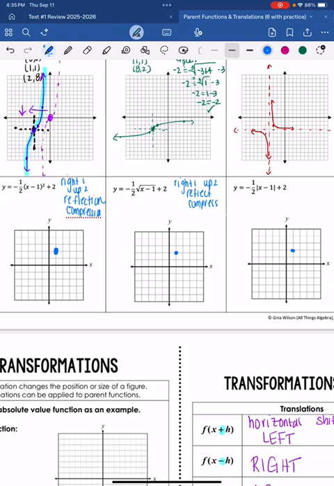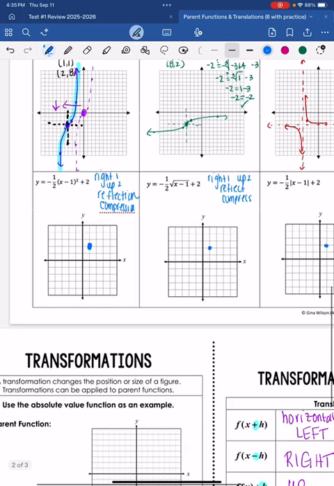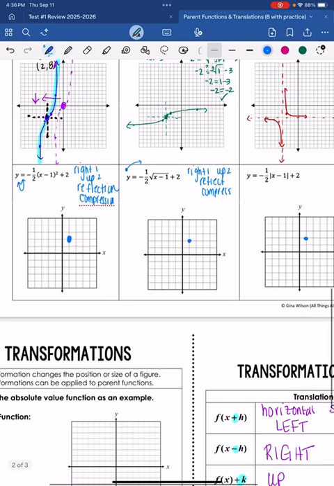Okay. This first graph is a x squared. That's a parabola. The second one is a square root function. That's half of a sideways parabola. And the last one is absolute value. That is a V. So that's what my parent function looks like.